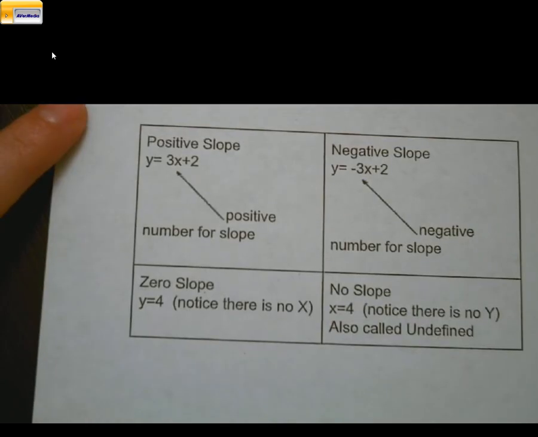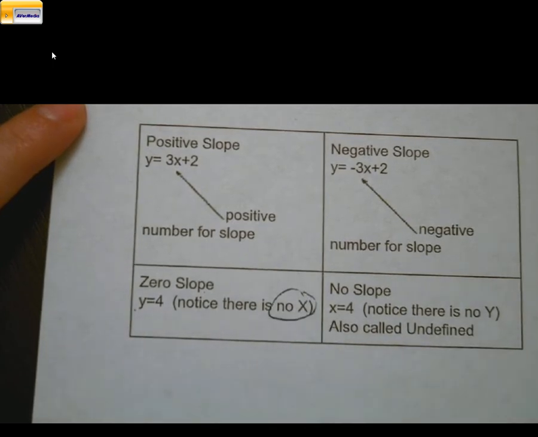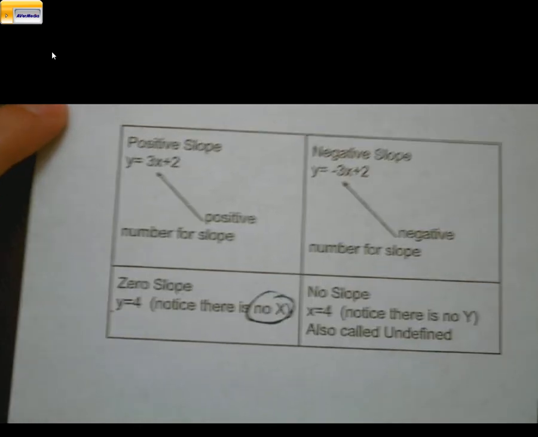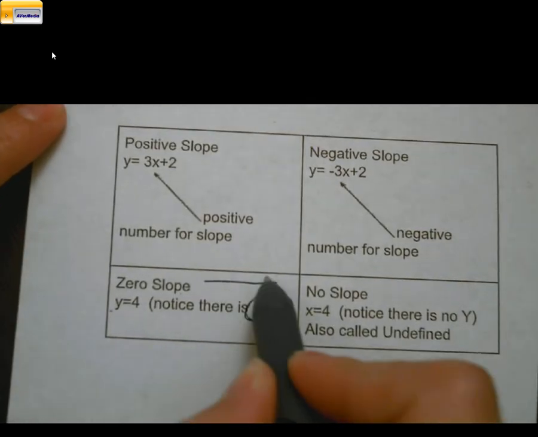For zero slope, I'll notice it just says y equals 4. There's no x. So if there's no x, I can't have a slope. That means there's zero slope. No x, zero slope. And this is the one that is straight across and flat.